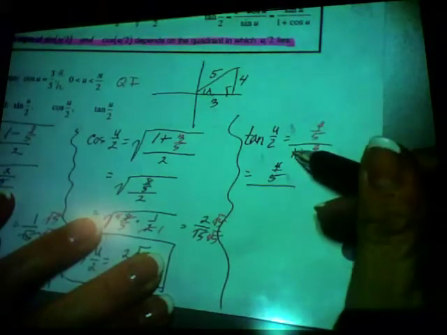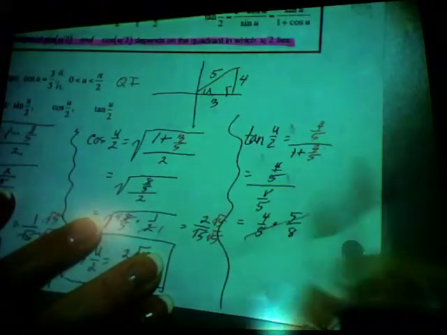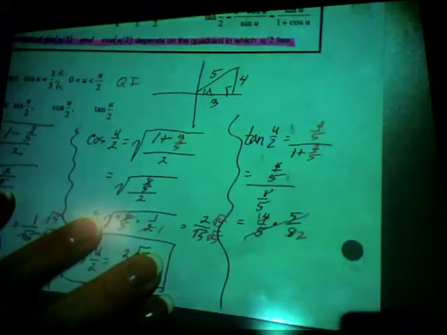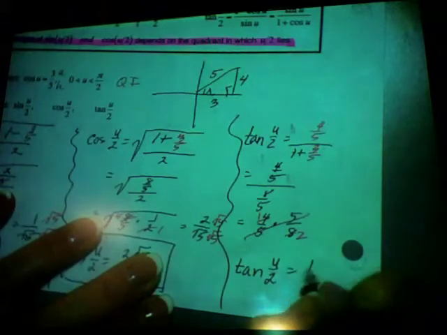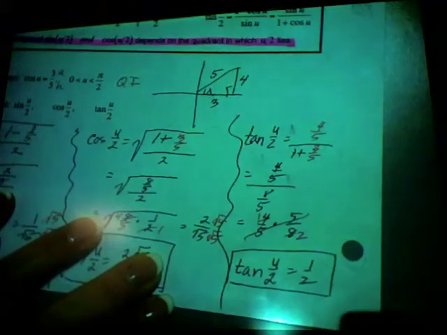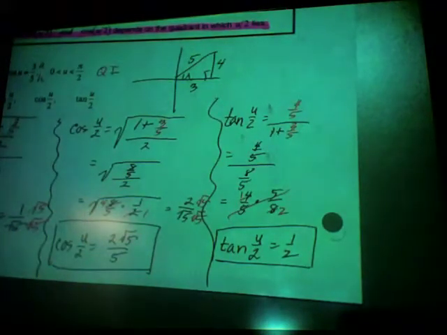This becomes 5 over 5 plus 3/5, which is 8/5. 4/5 times the reciprocal, 5/8. The 5's cancel, the 4 cancels with the 8 twice, and we end up with the tangent of our half angle being equal to 1/2. And again, remember, all of our answers are positive because we were restricted to the first quadrant. Otherwise, you'd figure out the sign based upon what quadrant you're in.